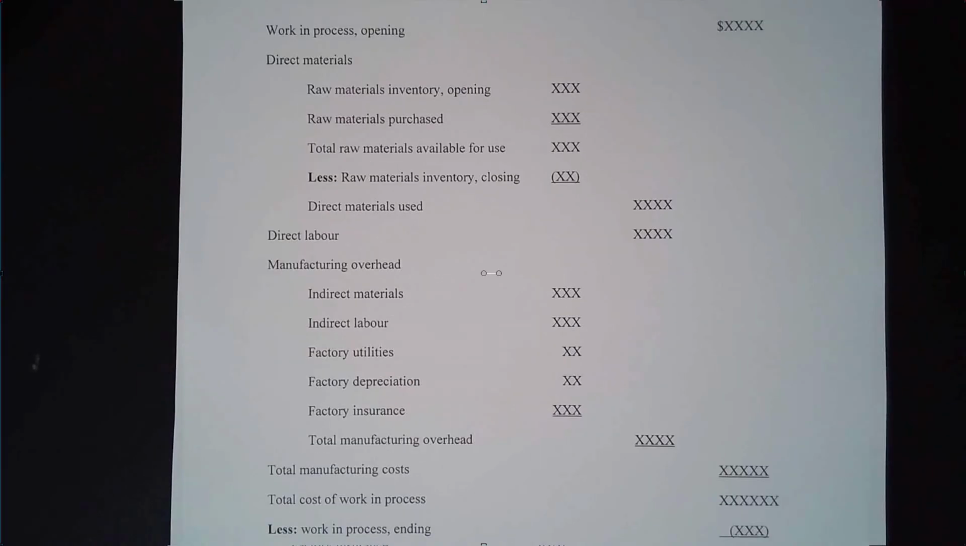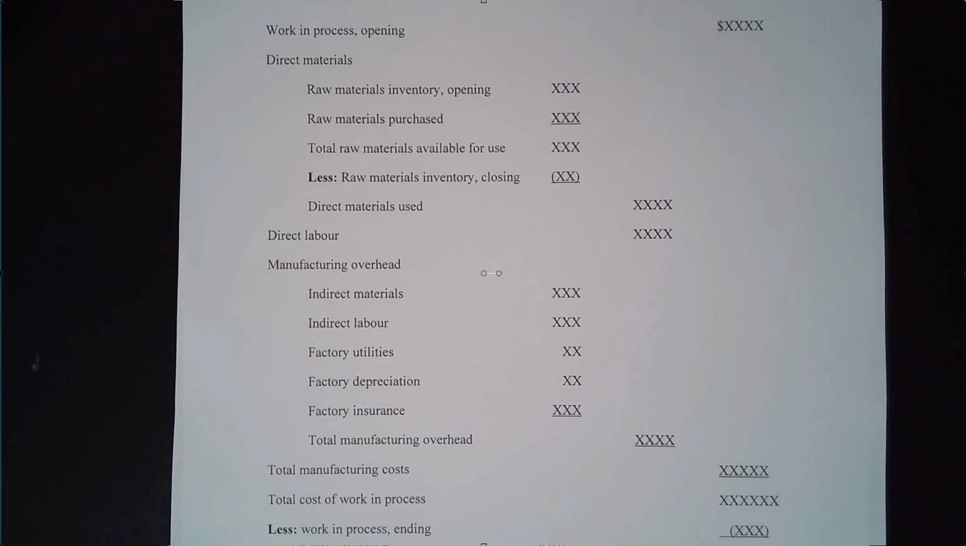Let's just move the page up a bit. Next, we add in direct labor. That's the simple one. Finally, we add in manufacturing overhead. Note that manufacturing overhead is equal to the total cost of all the indirect manufacturing costs. These would include things such as indirect materials, indirect labor, and any indirect manufacturing costs, such as depreciation on the factory building and equipment, factory insurance, factory maintenance, and factory utilities, just to name a few. By adding up all of the indirect costs, we end up with total manufacturing overhead.